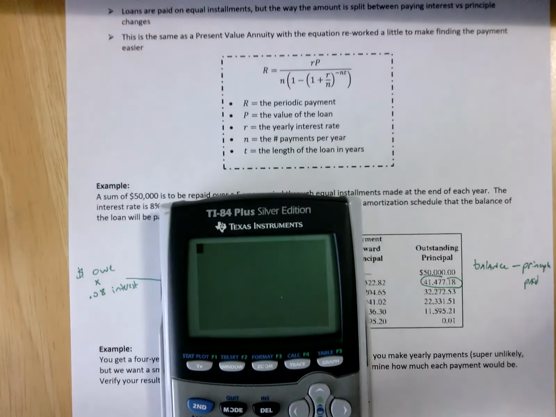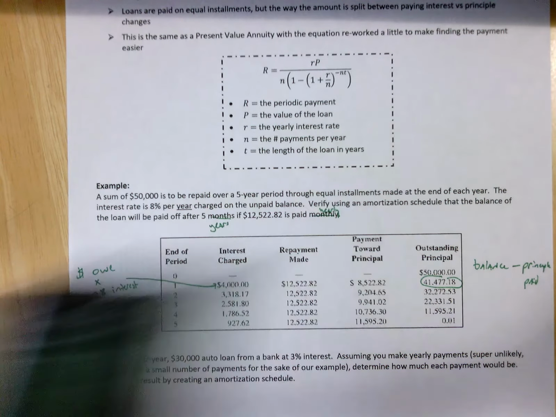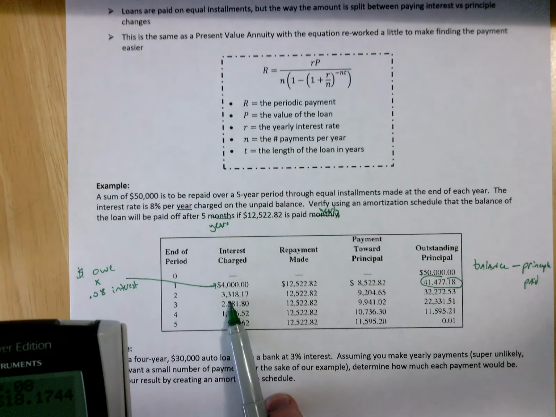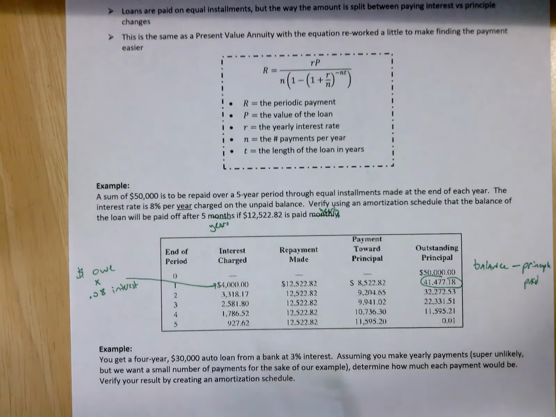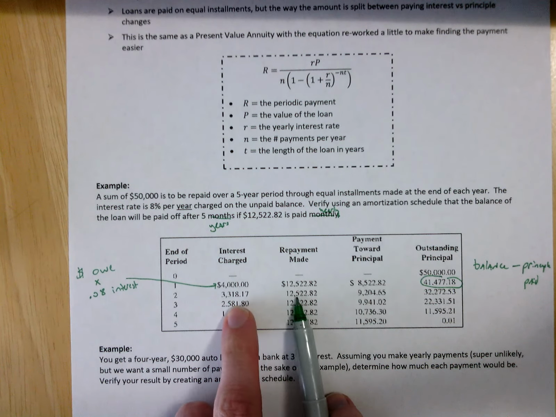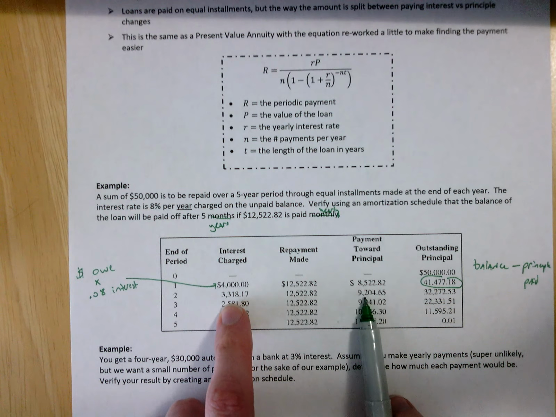So now I owe them $41,477.18. I owe them 8% interest, so I'm going to multiply that by my 8%. This next year I owe them $3,000 in interest. That's where that number came from. It's rounded, but that's that number. The payment amount still stays the same, but now I pay off that $3,000, and now I've got $9,000 going towards my payment principal.